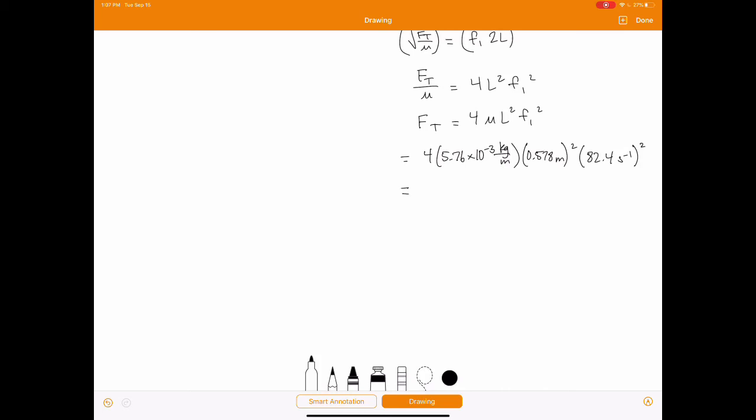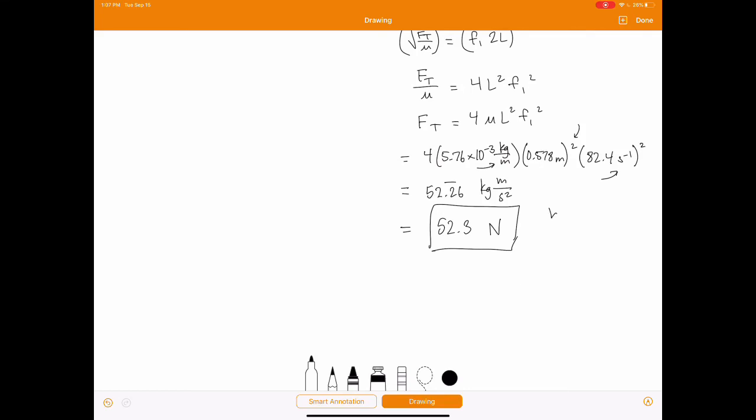Okay, so what we're left with is 52.26 when you crunch the numbers. And then unit-wise, we have kilograms on top. We have a factor of meters on top because we have meters squared here on top and meters on the bottom. And then we have seconds squared on the bottom from the frequency over here. So a kilogram times a meter per second squared is a Newton. And rounding this off to 3 sig figs gives us 52.3 newtons.